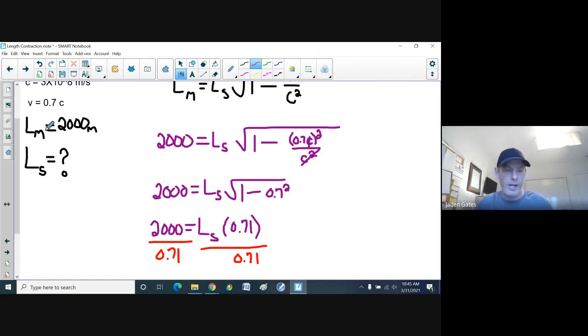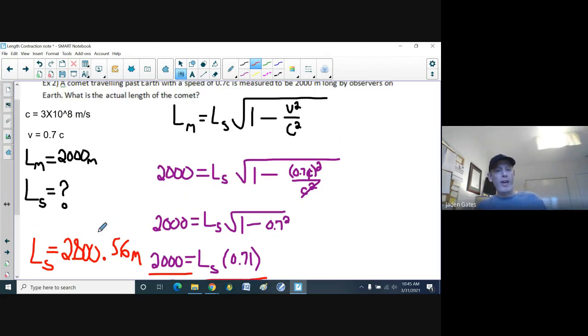And so my Ls, and again, Lily, I think you asked this question, just like my Tm and my Ts, they have to be in the same units. It doesn't matter what units we use, they just have to be the same. So when I take 2,000 and divide it by 0.71, I get 2,800.56 meters. So if I went and stood on that comet, it would be 2,800.56 meters long. But since we're on Earth and we're watching it, it looks smaller because it's moving.